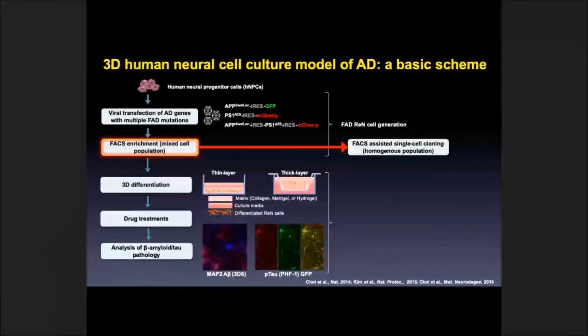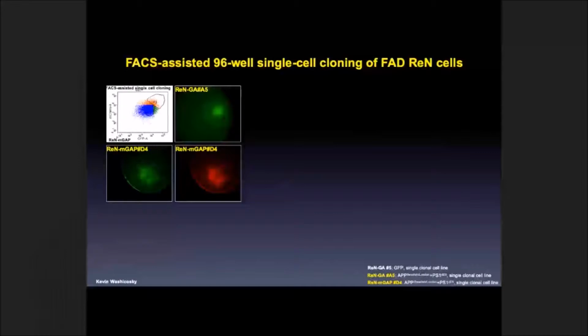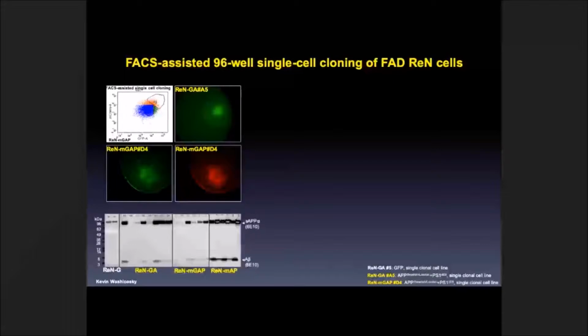But what we did is add one more step, where we do FACS-assisted single cell cloning, which makes everything derived from a single cell. And this is some of the data we have. We can see these 96 wells, and these ones are colonies generated from single cells. We actually generated a lot of protocols to make this work. It's not easy work, but we made it work.